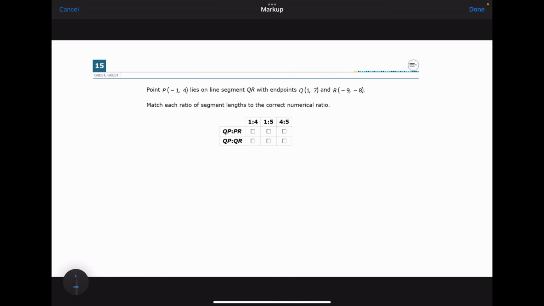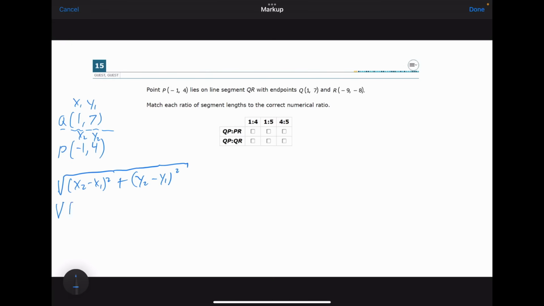So QP, let's label. Q, we'll rewrite it here, is (1, 7), and I'm going to preemptively call this x1, y1, because I'm about to do the distance formula. And I'm going to find P, which is (-1, 4), and this is x2, y2. Just to demarcate that so it's obvious which one is x1 and which one is x2. And let's do the distance formula. So we have the square root of (x2 minus x1) squared plus (y2 minus y1) squared. And here specifically I have (-1 minus 1) squared plus (4 minus 7) squared.